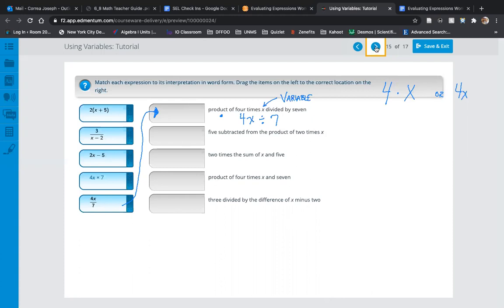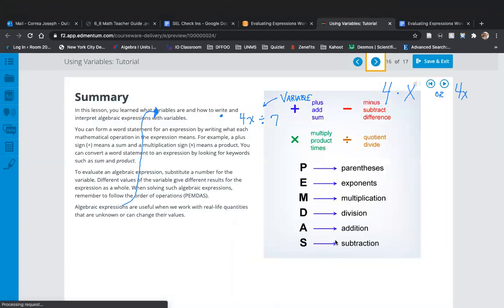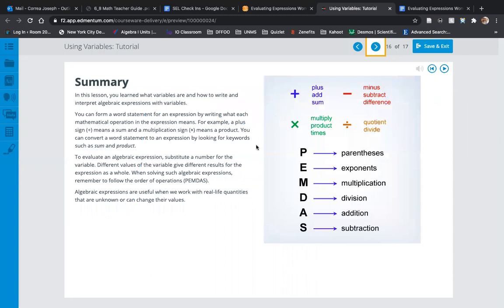All right, so I believe we're up to the summary slide already. All right, so just to summarize, we did 2 main things here. One thing that we did is we practiced going back and forth between expressions that are written in words and writing them out in algebraic expressions. So some things to remember, like plus, add, sum, multiply, product, times. They're kind of words that imply when you're talking about addition versus subtraction or multiplication versus division.